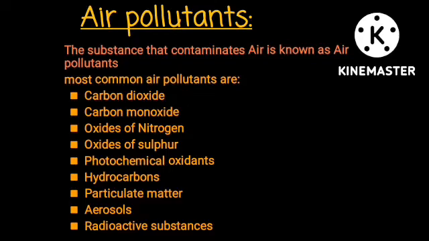Then another one is photochemical oxidants. How are photochemical oxidants formed? They are formed by photochemical reactions, right? Another one is hydrocarbons. How are hydrocarbons emitted? They are emitted as unburned discharges from incomplete combustion of fuel in automobiles. If the fuel is incompletely combusted, there is a release of a large amount of hydrocarbons in our atmosphere.